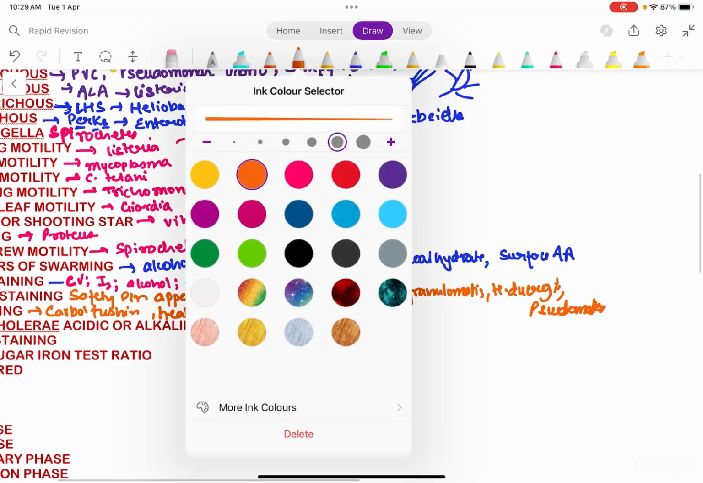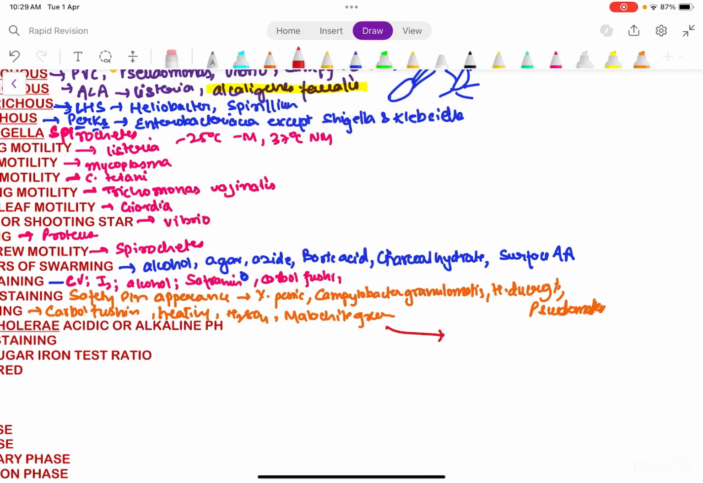Now here I want you to remember a few things. See, this ZN staining is used for a lot of bacteria, right? So what happens is there's just a difference in the concentration of H2SO4. So if we have MTB, for that 25% is the concentration. If we have M. leprae, we have 5%.